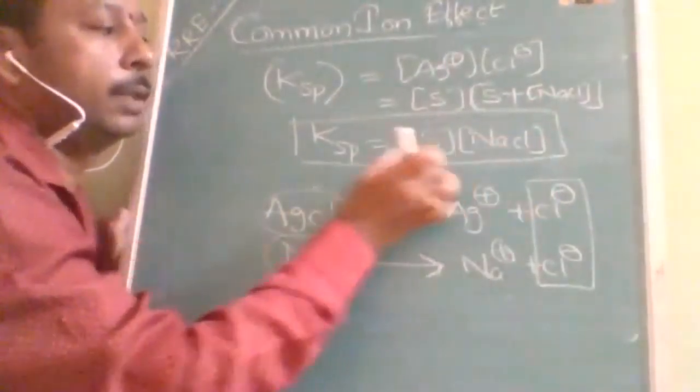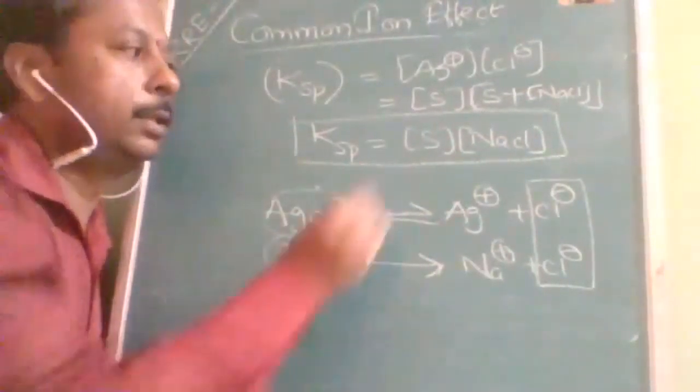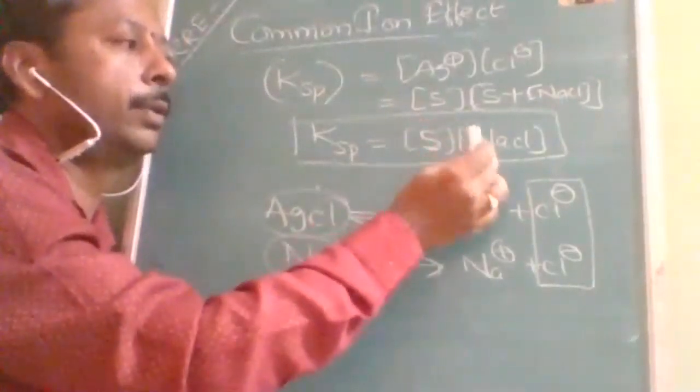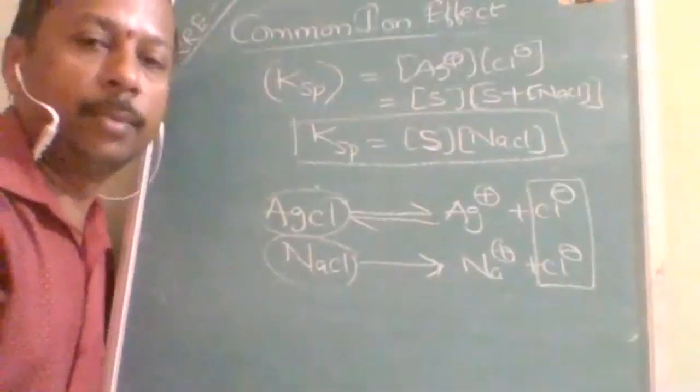So like this it will affect the solubility. This increases, so this has to decrease because Ksp is constant. Understood? What is this here? Solubility. Solubility will decrease because the concentration is increased. So this is what the common ion effect is.